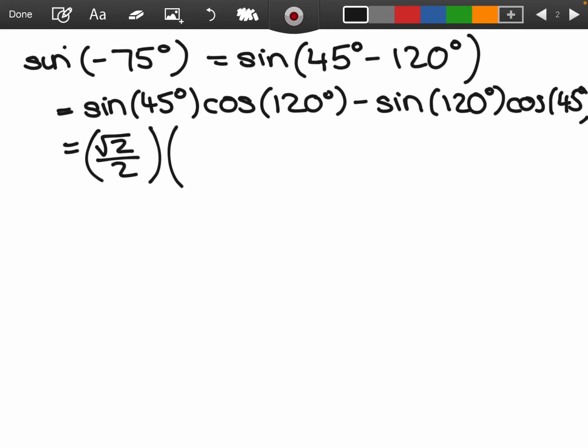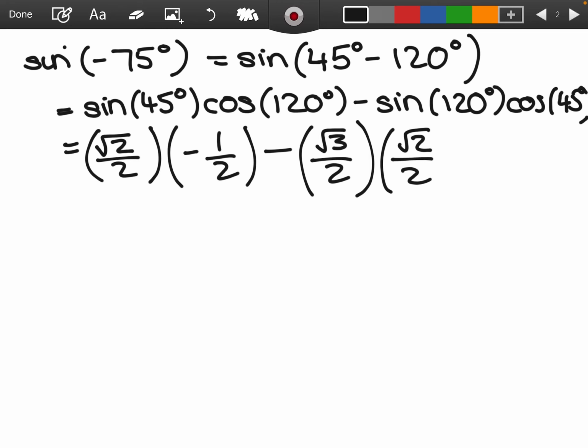But now we are in quadrant 2. So for 120 degrees, because it has that reference angle of 60 degrees, but we are in quadrant 2, making cosine negative, it makes the x coordinate on the unit circle negative. It's going to be negative 1/2. Minus sine of 120 degrees, it's going to have that same y coordinate as 60 degrees, so sine of 60 degrees and sine of 120 degrees are going to be the same value. And then cosine of 45 degrees is square root of 2 over 2. And then you can simplify this, it would be negative the square root of 2 minus the square root of 6 over 4.